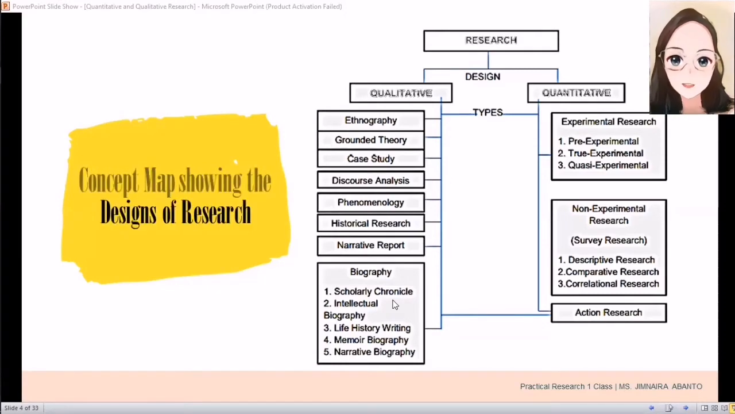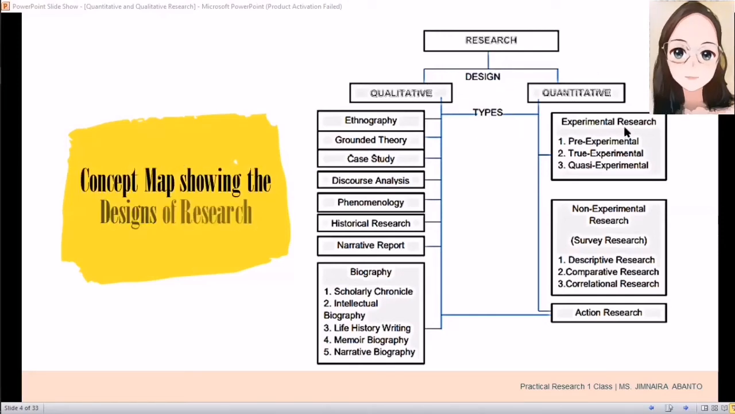using numerical data. Qualitative research is concerned with in-depth understanding, which is purely described in words, phrases, or sentences, while quantitative research is concerned with measurement and numbers. It is dependent on statistical tools and numerical scale. And this concept map shows the designs of research. So research has two broad designs, which are qualitative research and quantitative research.